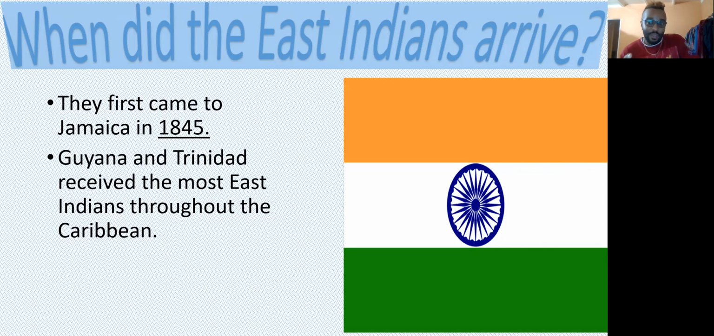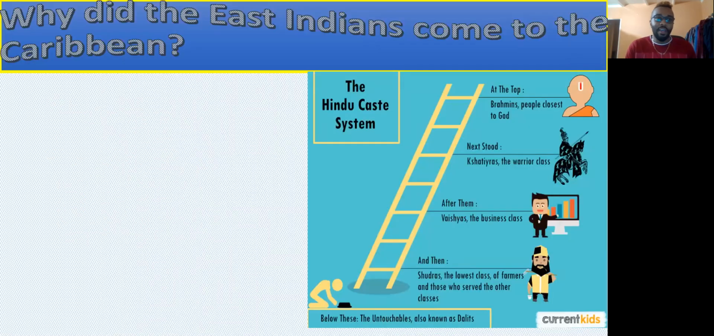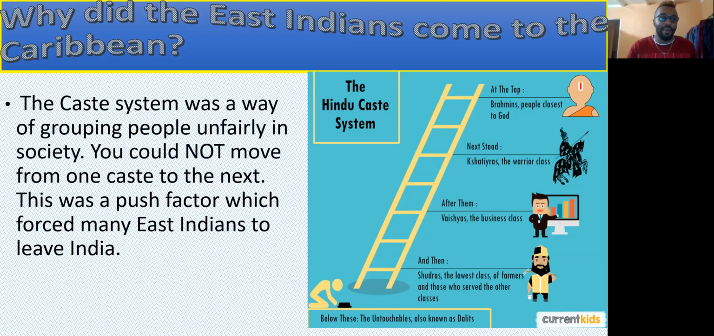So if you notice, I am stressing, I'm pointing out, I'm highlighting the year, different years of arrival. Example, when the Europeans came, the Taínos, the Africans, the British, because you will be required to create a timeline to show the arrival of each group. Now we need to look at, again, following the same pattern, why the East Indians came to the Caribbean.